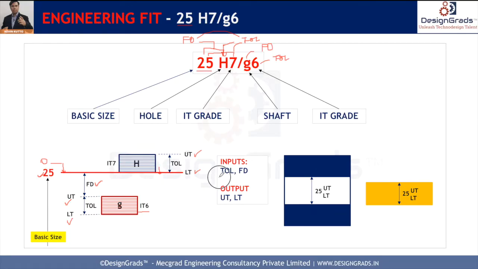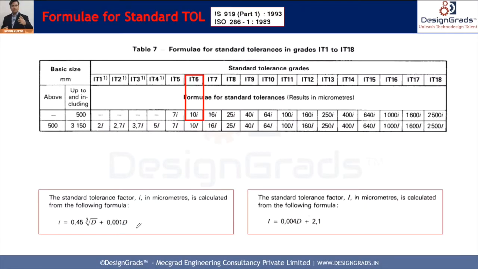So our inputs will be tolerance and fundamental deviation for both hole and shaft, and our output will be upper tolerance and lower tolerance for both hole and shaft. Now before we go into the calculation part, we have to understand that all the charts are given in IS 919 or ISO 286 standard.